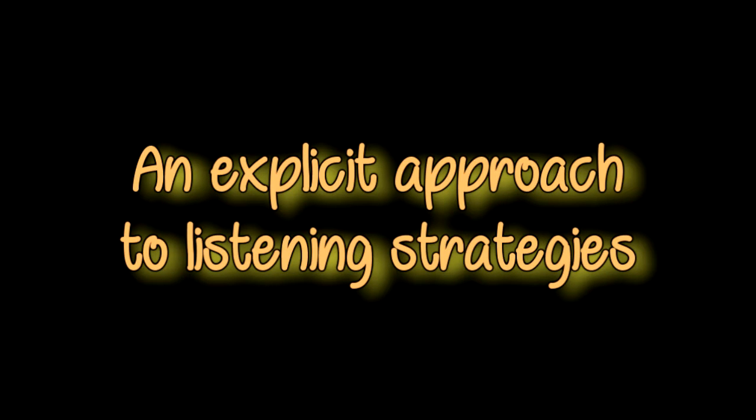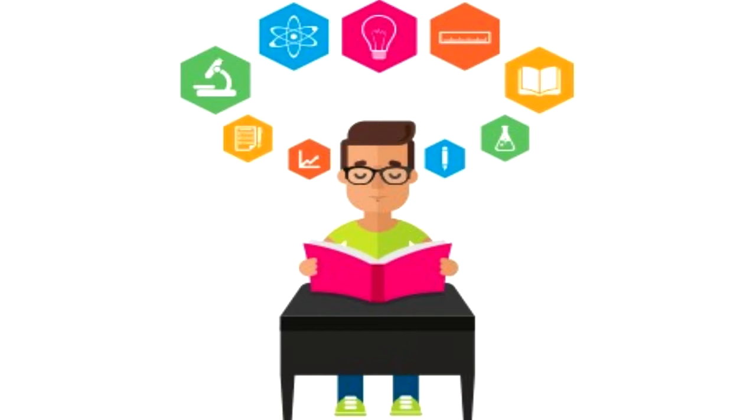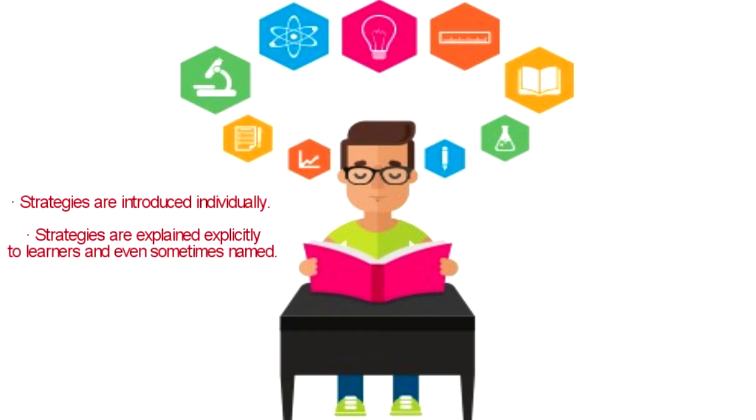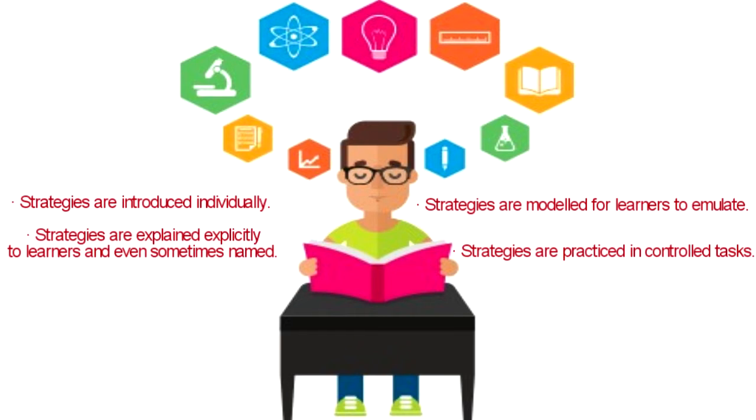Now, an explicit approach in listening strategies. The general model of strategy training develops the importance of explicit teaching. That is, making students aware of the functions that each one performs. The characteristics of the model are: strategies are introduced individually. Strategies are explained explicitly to learners and even sometimes named. Strategies are modeled for the learners to emulate. Strategies are practiced in controlled tasks.